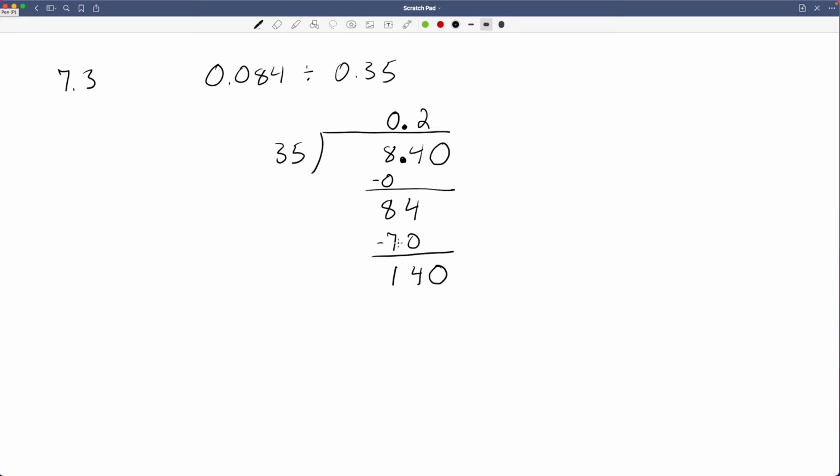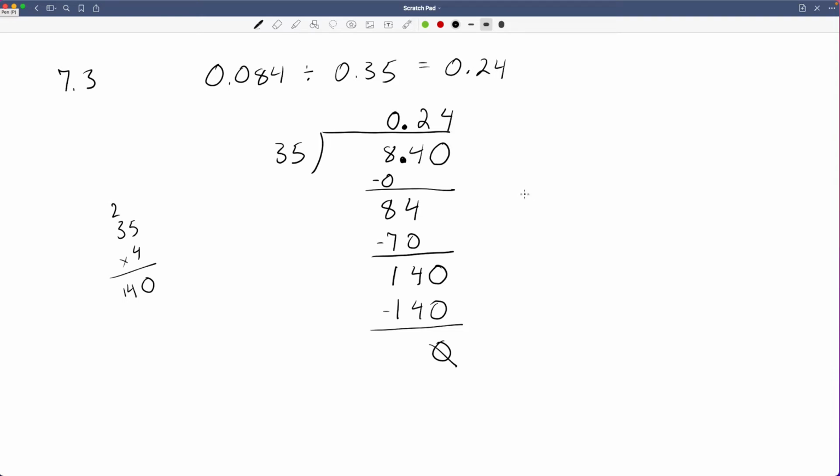Well, if 2 times 35 is 70, then I know 140 is 2 times 70, so 2 times 2 would be 4. So 4 times 35 would be 140, right? And we'll do it over here just to make sure. 4 times 5 is 20, carry the 2. 4 times 3 is 12, plus 2, that's 14, so 140. So 4 times 35 is 140, and then I have no remainder left. So my answer already has the decimal in it, and that equals 0.24. All right, or 24 hundredths.